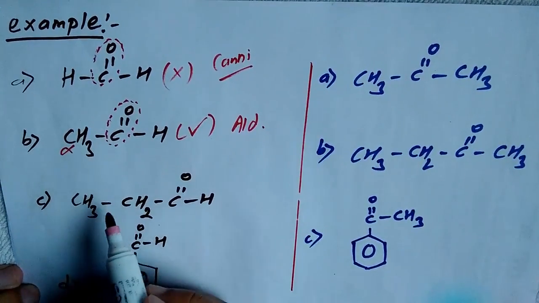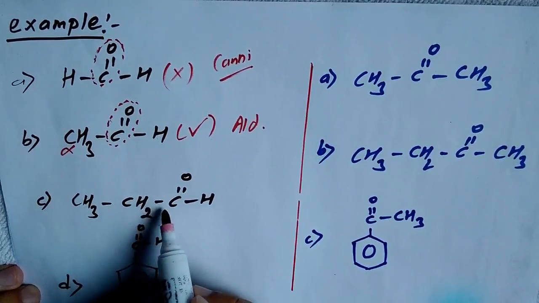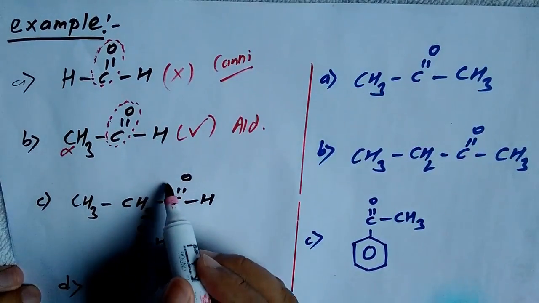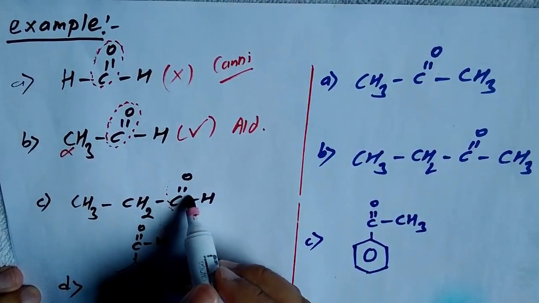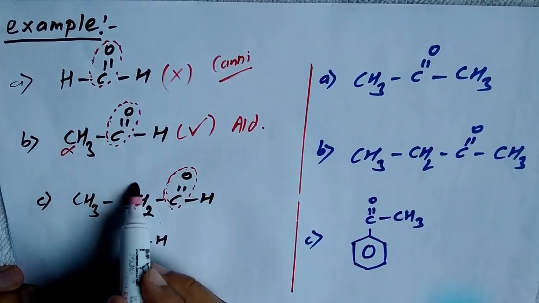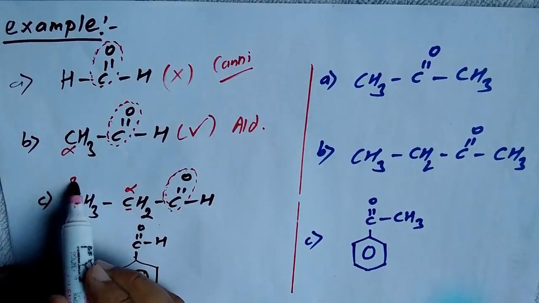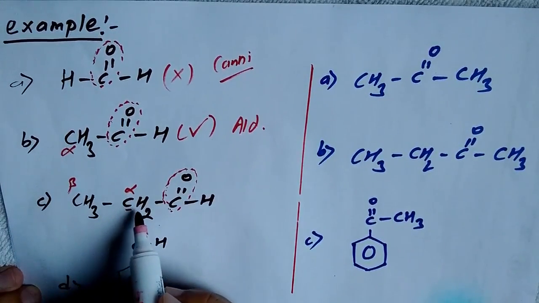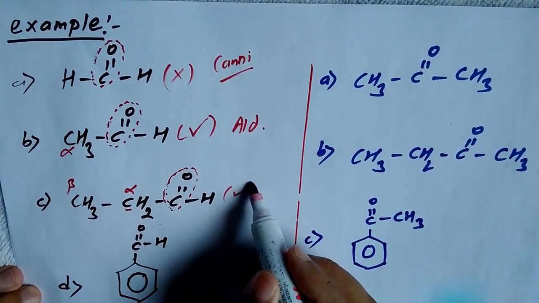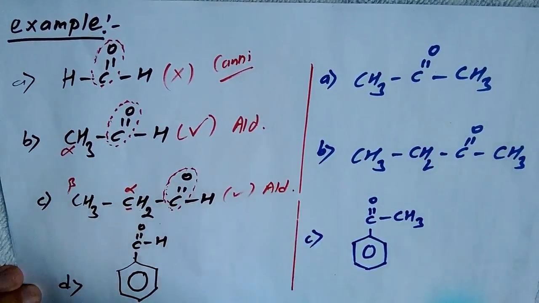Next example, CH3CH2-C=O-H, propanal. The carbon bonded to the functional group is the alpha carbon and this is the beta carbon. This alpha carbon contains 2 hydrogens, so there is alpha hydrogen, and it gives aldol condensation.